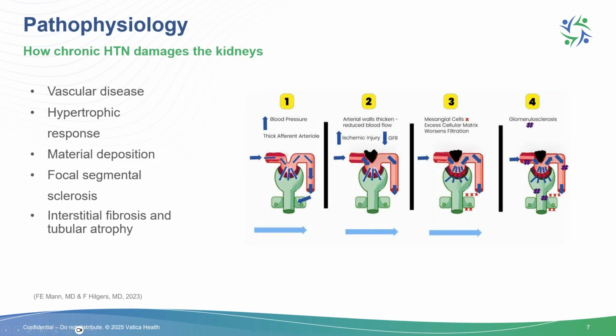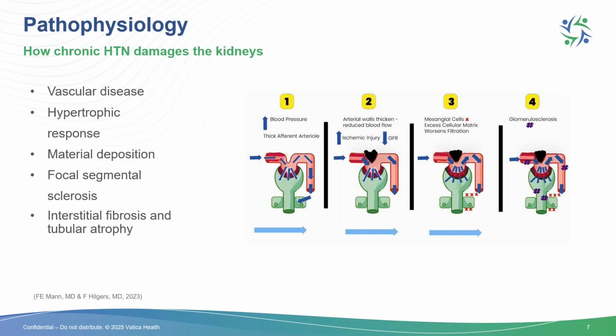And here's a little background on how chronic hypertension gradually injures the kidneys. So whenever the blood pressure is high, the natural reaction to this stress is to thicken the afferent arterial walls. And so if it's thickened, it narrows the lumen. And this is important because if you narrow the lumen, you reduce the amount of blood flow coming in, so you get ischemic injury, right?